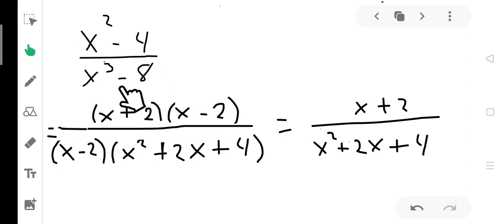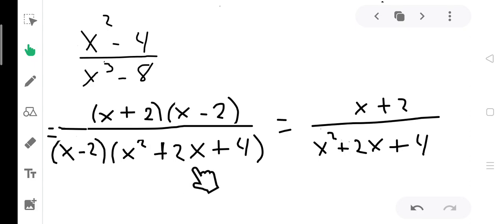And then for the denominator, this is a difference of two cubes. To factor that, we're going to get the cube root of the first term and the cube root of the second term. The cube root of x cubed is x, and the cube root of negative 8 is negative 2. And then to get the trinomial factor, we are going to square the first term in the binomial factor. So we have x times x, that is x squared.